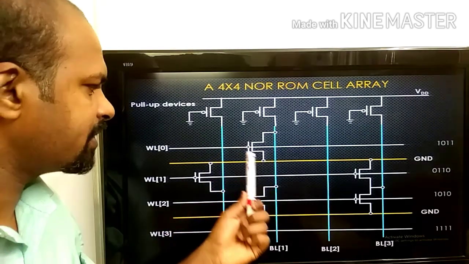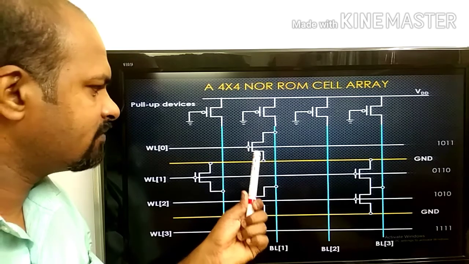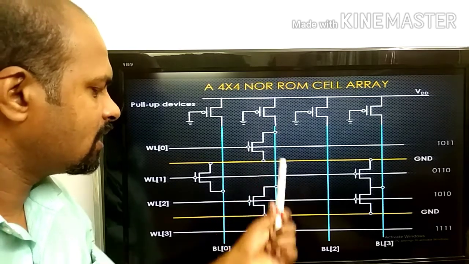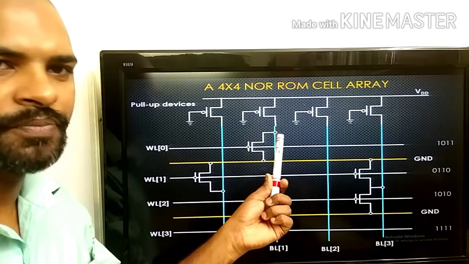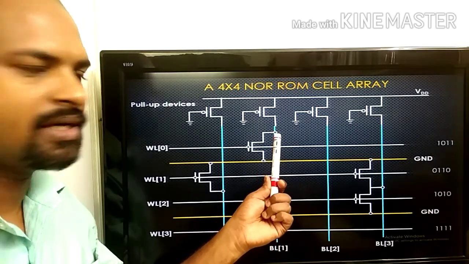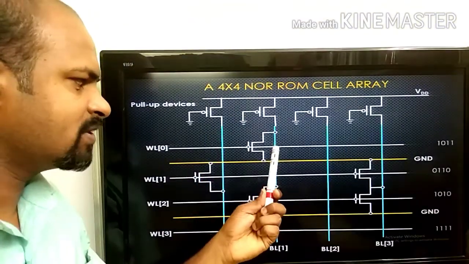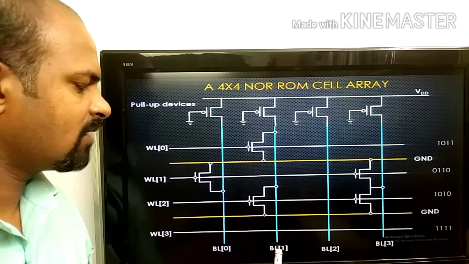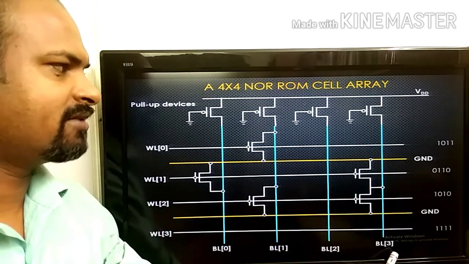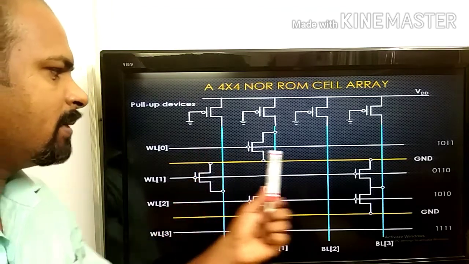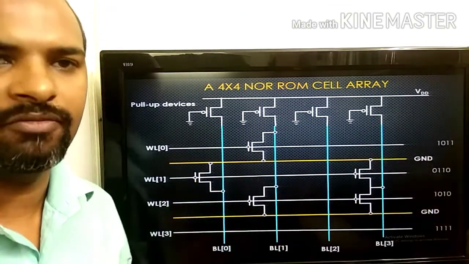And here, when this transistor is turned on, it will connect this BL1 to the ground level. So whatever voltage was pulled up here will be pulled down to 0. So a 0 will come at BL1, and there is no connection at these two points, so there will be logic 1 itself. So the memory bits stored in this word are 1011.